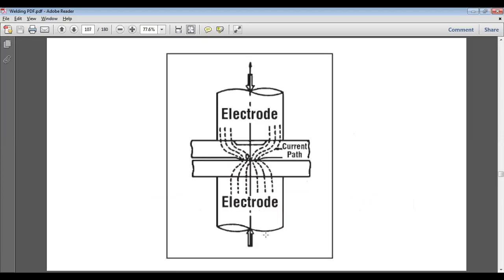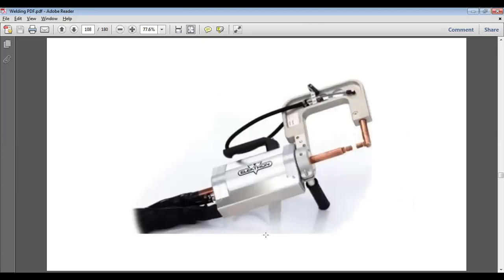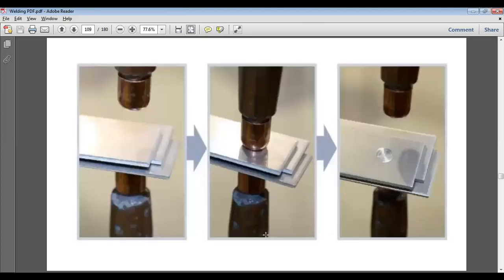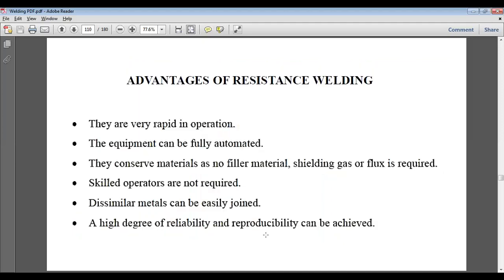This is the electrode current path. Here we can see the maximum heat is generated where the heat changes at the mating surfaces, so there we have high heat, and this high heat is utilized for welding. The plates are welded. Advantages: rapid operation, fully automated, any types of similar or dissimilar metals can be joined.